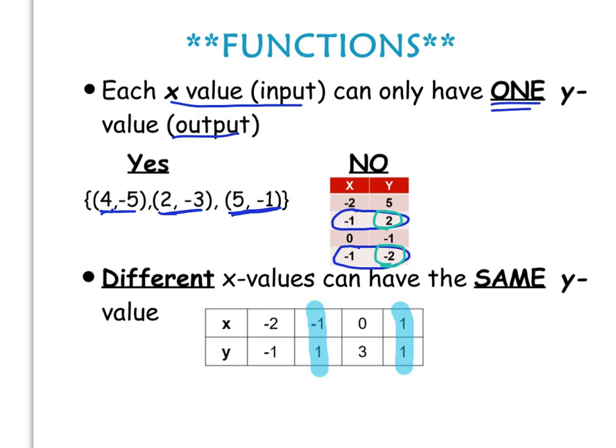Different x values, though, can have the same y value. So when I look at the table, I see that I have two y values of +1, but my x values are different. That is okay, because when I look at my table, x of -1 doesn't repeat. X that is +1 doesn't repeat. So the x value of -1 only has one y value. It's +1. +1 for my x value only has one y value, +1.